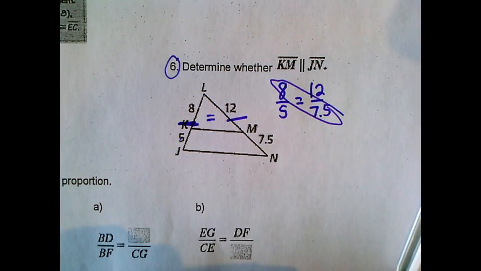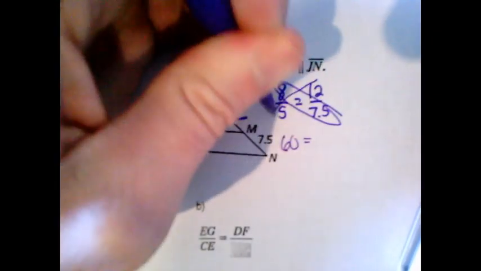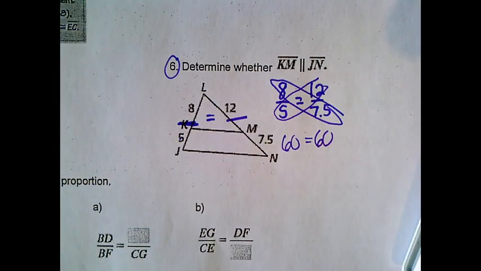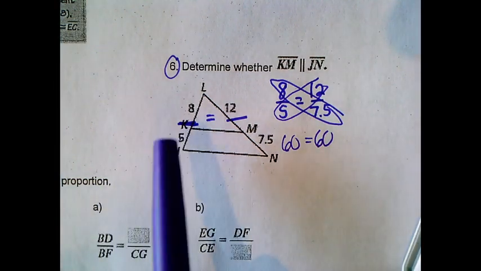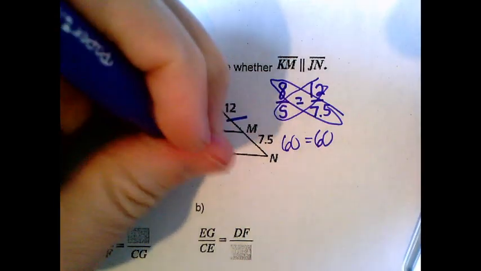8 times 7.5 is 60. Then I'm going to cross multiply this. 5 times 12 is 60. So those values are the same. So that tells me that those are parallel, that these two lines are parallel. So determine if they're parallel. Yes.